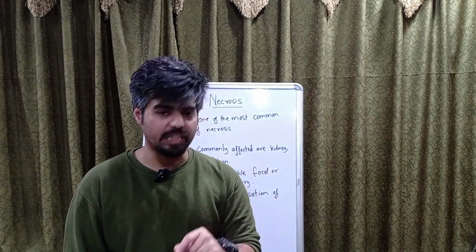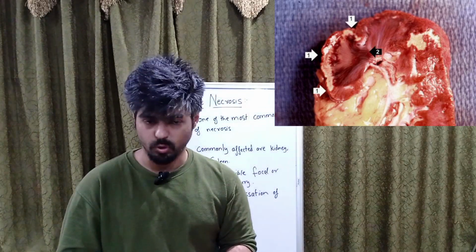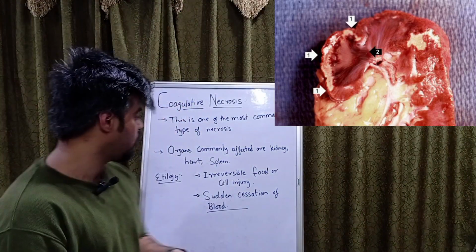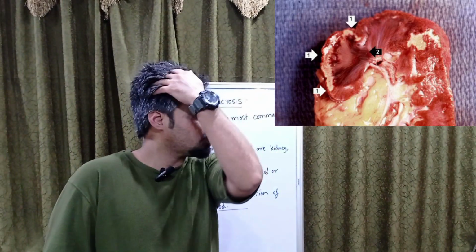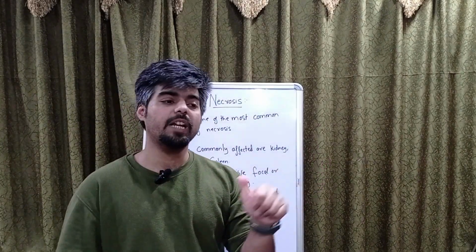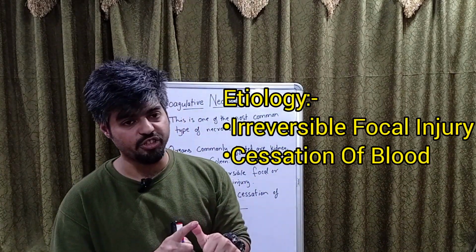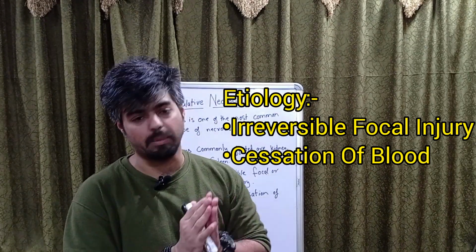Next, where does it affect? It affects the heart, the spleen, and it can also affect the kidneys. And what are the causes of coagulative necrosis? Simple: irreversible focal injury or irreversible cell injury, and sudden cessation of the blood supply.